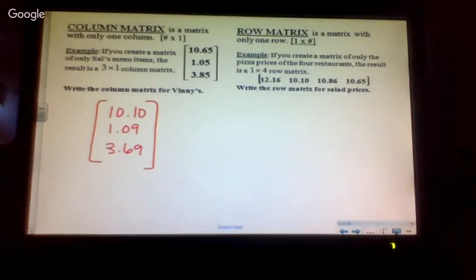A row matrix is a matrix with only one row. So if you create a matrix of only the pizza prices of the 4 restaurants, it would look like this. Gina's is 12.16, Vinny's is 10.10, Tony's is 10.86, and Sal's is 10.65. Create a row matrix for salad prices. 4.05, 3.69, 3.89, and 3.85.